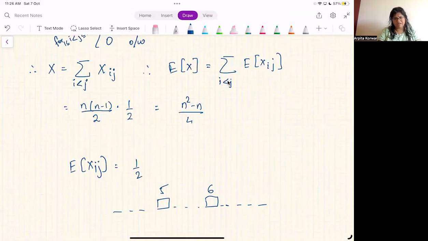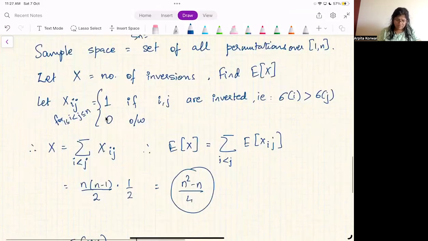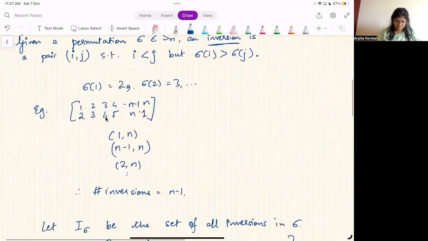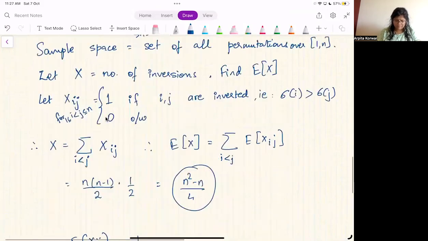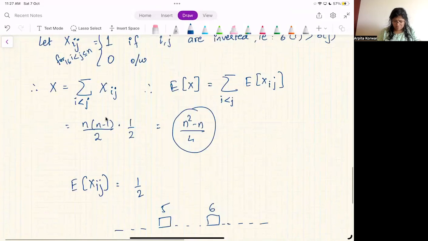And how many such pairs are there? n choose 2. Okay, so you get this. So we have to show that this is greater than some constant times n squared, greater than or equal to 1 by 4 times n squared. Okay, so we are done.